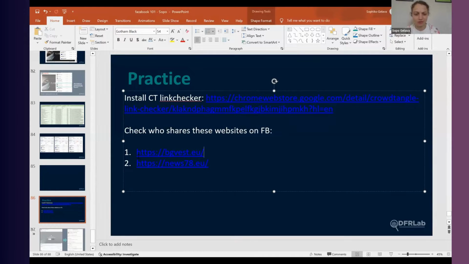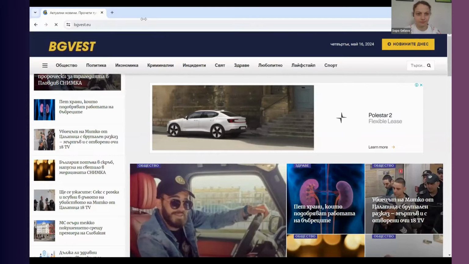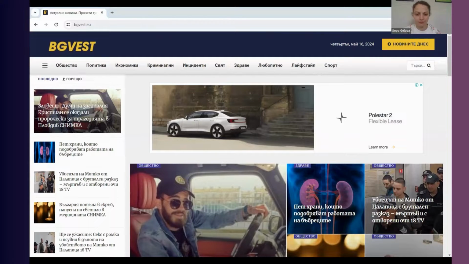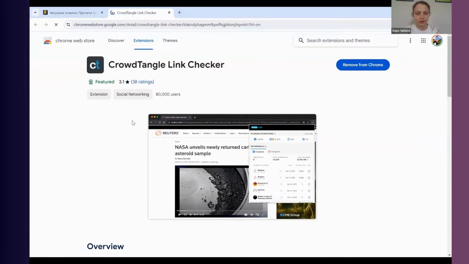Did everyone install it? Do you have any issues with CrowdTangle? I think you do not see my browser now, but I will share it. Okay, let's do it quickly. Can't launch the extension, okay. So when you click that link, did you see this window? And here you should have "Add to Chrome." I don't want to remove this now. Add to Chrome, do you have it? Yes, okay.